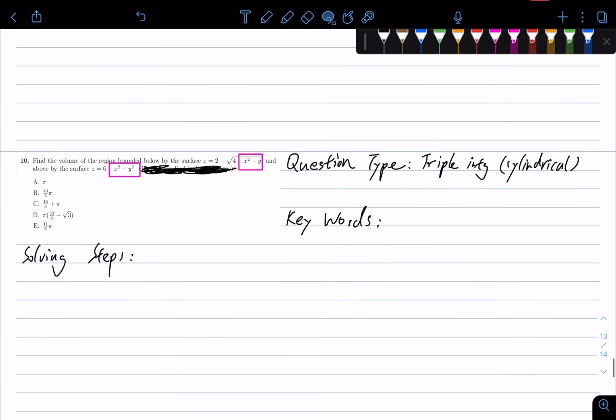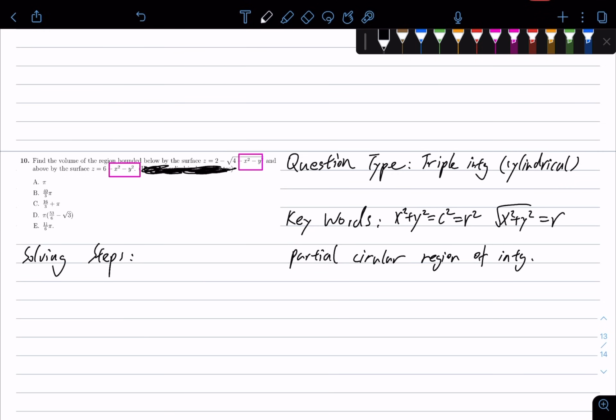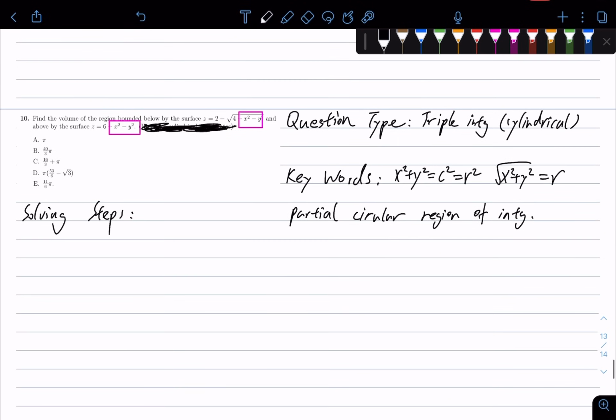So the keywords here are x squared plus y squared equals c squared or r squared. And then we also have the square root of x squared plus y squared equals r. That's another form of it. It's a potential or partial circular region of integration. Okay, so now we know how to identify these types of problems. So let's go ahead and solve it.